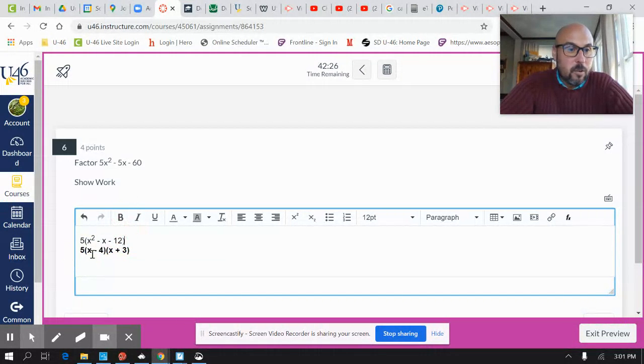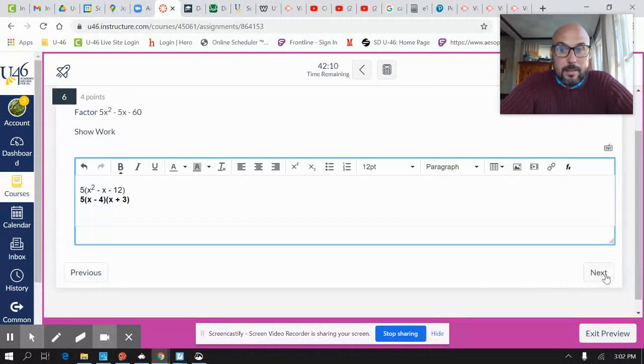Show work. If you just show me this final answer, you're not getting any credit. Show work. So there's just a little bit of work to show. Show me that you're taking out that 5. And then I know this trinomial you should be able to factor just almost in your head. You need to find two numbers that multiply to negative 12 and add to negative 1. So I hope we're practicing.